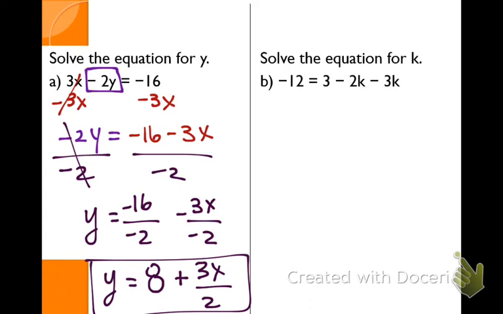So some students are like, Ms. Marshall, why couldn't we just divide it like this? Here's the problem. Some students say, well, negative 16 divided by negative 2 is positive 8, which is amazing. However, that negative 3 should have a 2 under it. Does that make sense? You would have only divided out part of it and not all of it.